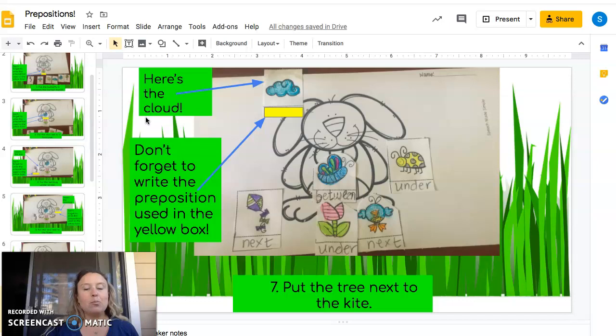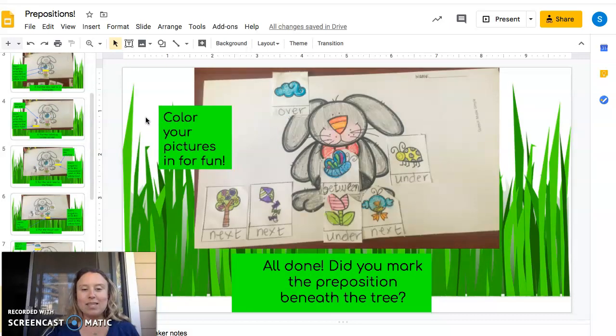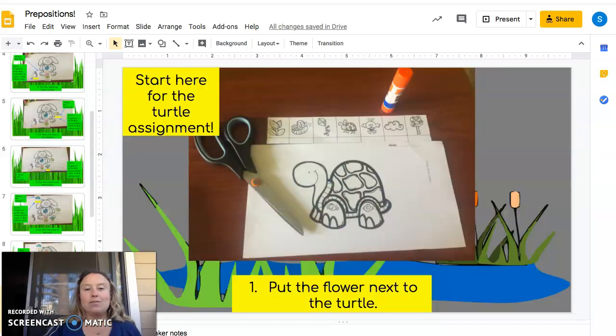Number 7, put the tree next to the kite. Do you see the tree? Okay, pause me now. Here is the tree next to the kite. And you can see that I wrote the prepositions for each one of these underneath, and I also colored in my pictures for fun. All right, so if you only want to do the bunny, then you stop watching now. If you wish to do the turtle, keep on going, or start right here.